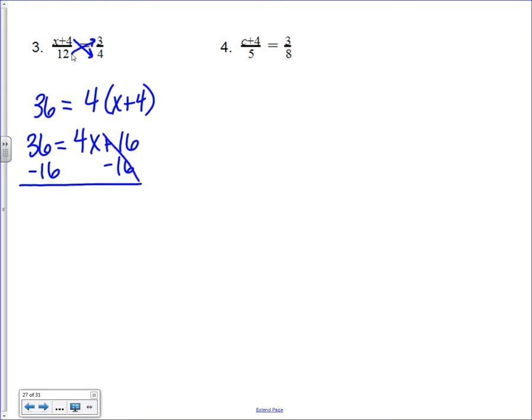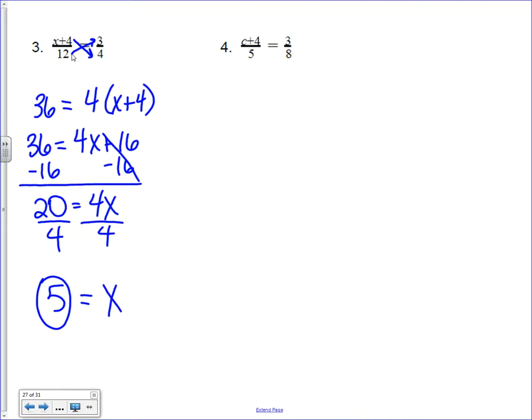Okay, so now what do I have? Oh, no. Nope. 20 equals 4x. And then you're going to do what next? X is equal to 5. How do we feel about that? Not too bad, right? Okay, let's do the setup for the next one then.